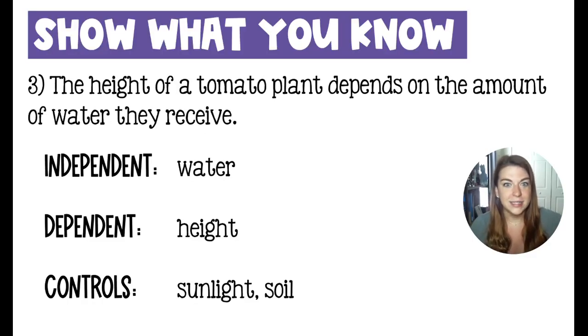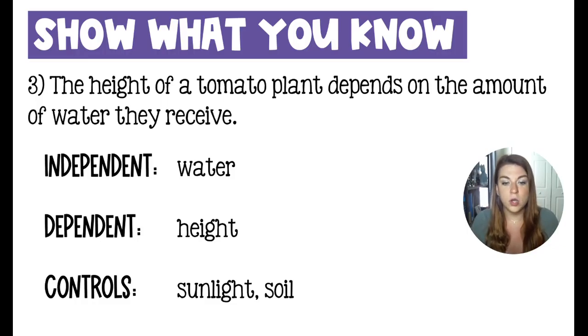Okay, lastly, question 3, it says the height of a tomato plant depends on the amount of water they receive. So the thing that we are testing is the amount of water. If they get a little water, a lot of water, or no water at all, we want to check on their height and their growth. So the dependent variable, what we will measure is their height, how much they grow. And again, we're going to measure that with probably a ruler. We're going to measure in centimeters.